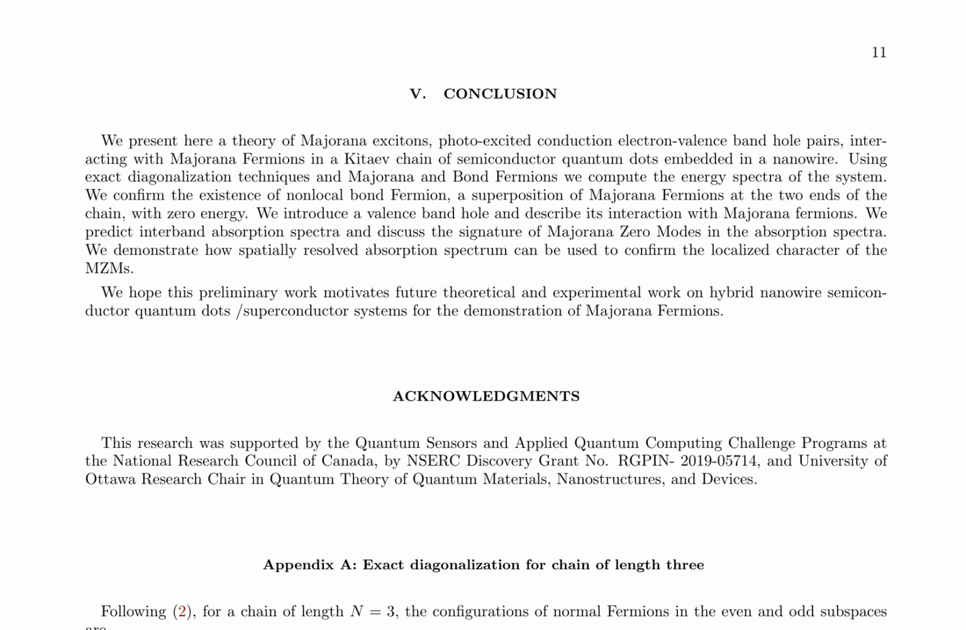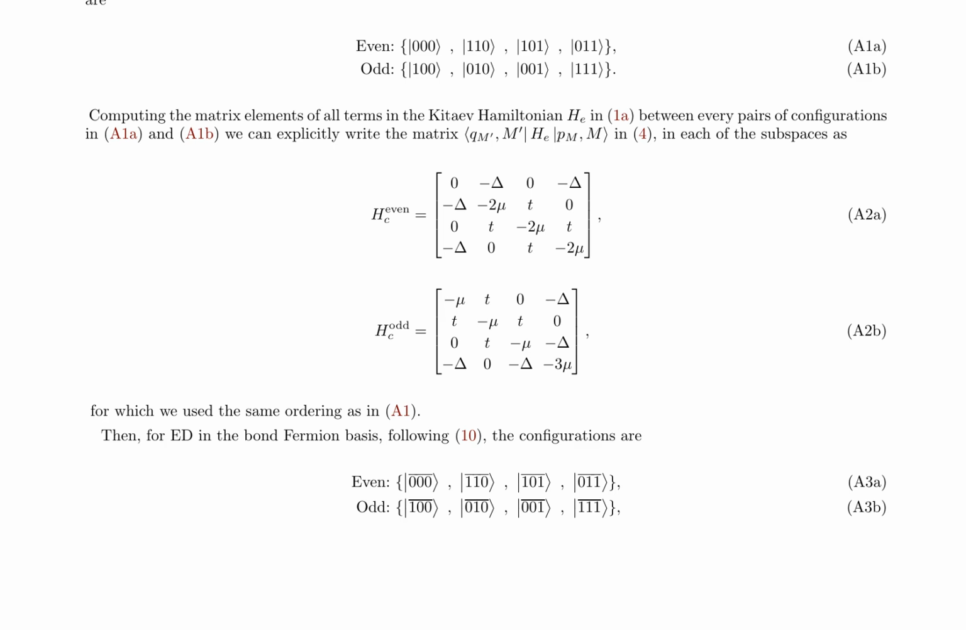Notably, the authors propose that spatially resolved absorption spectra can be employed to confirm the localized character of Majorana Zero Modes. This is a significant finding, as it provides a potential experimental pathway to verify the presence of these exotic quasi-particles. The work has implications for future research on hybrid nanowire systems, where the interplay between Majorana fermions and excitons could be harnessed for quantum computing and spintronics applications.